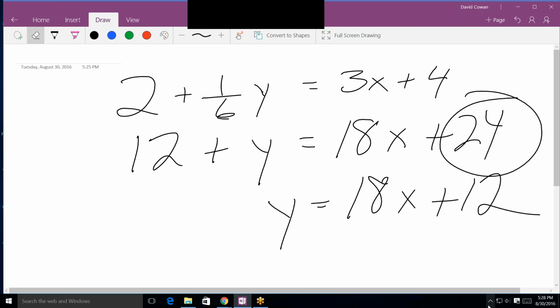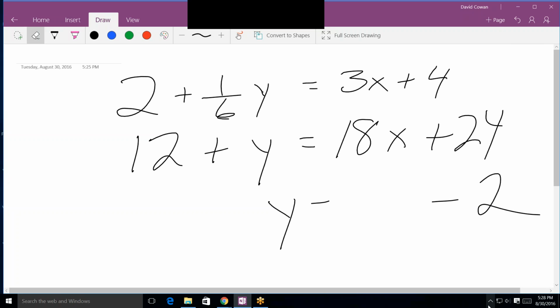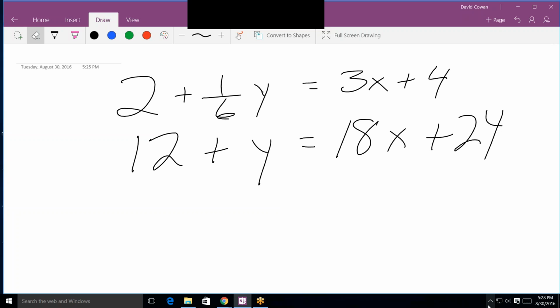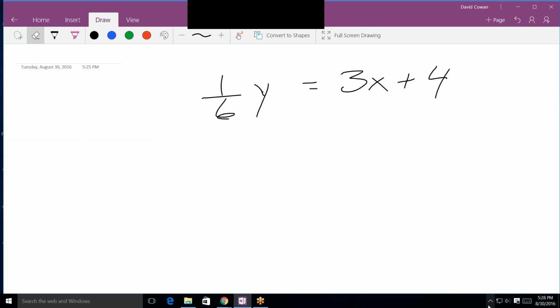So the more favorable way to do these is, rather than to get rid of the denominators first, let's get rid of the whole numbers that are added or subtracted to that side of the equation first. Might make the problem easier. What else you got?